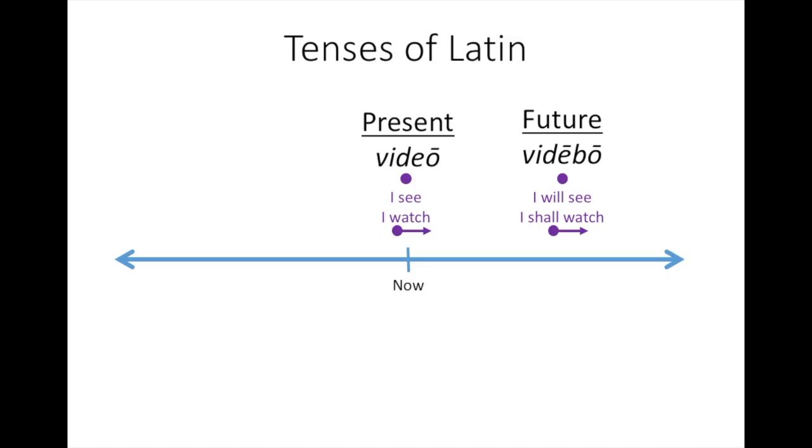The future tense, so what happens after the present, videbo, will be a tense that communicates both a completed and ongoing action. I will see the chariot, or I shall watch the chariot race around the track. You can use will or shall to communicate the future tense. And the future tense verb, videbo, can mean I will see the chariot sitting in the track, or I will watch the chariot race around the track. One's a one-time completed action, one is a habitual action that is ongoing.